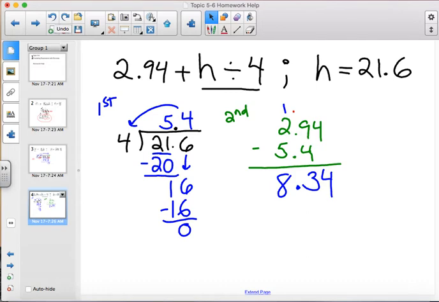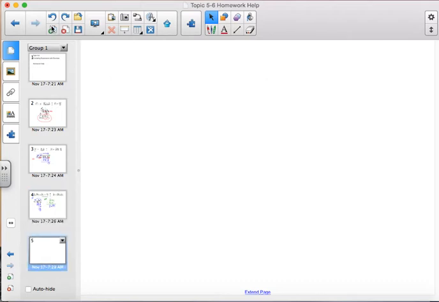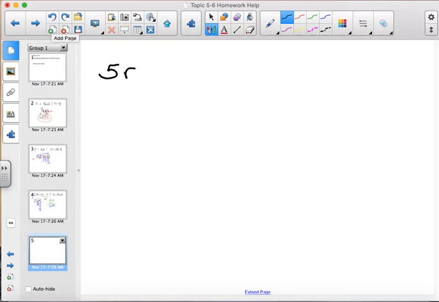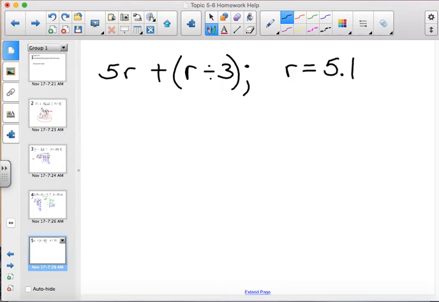All right, let's try another example problem. Let's try this one. This will be a little bit more complicated. We'll throw in parentheses. 5r plus r divided by 3. Now in this case, you can see where we're going to use the variable more than once, and we have several operations going on. R has a value of 5.1, or 5 1/10. So I'll pause the video and you do the problem.